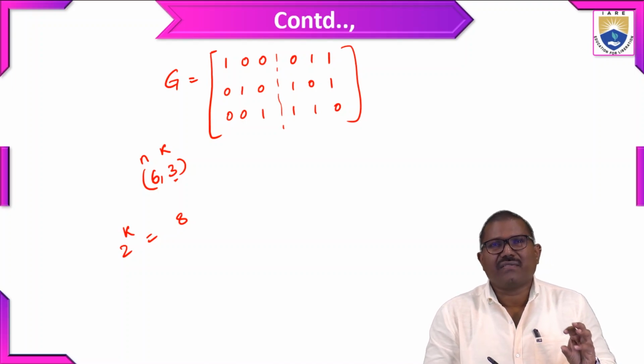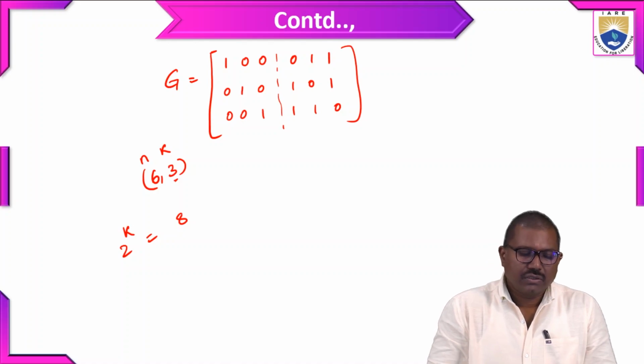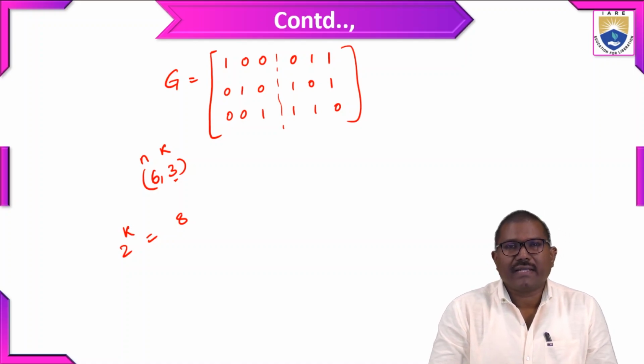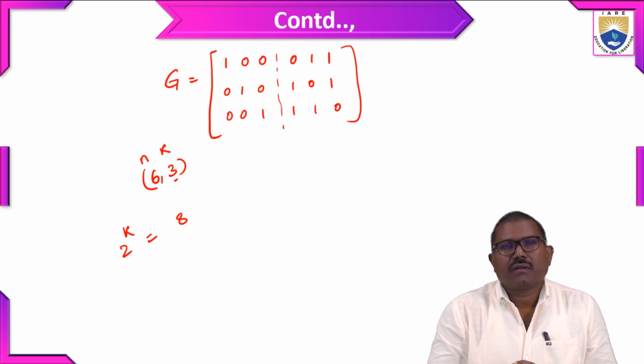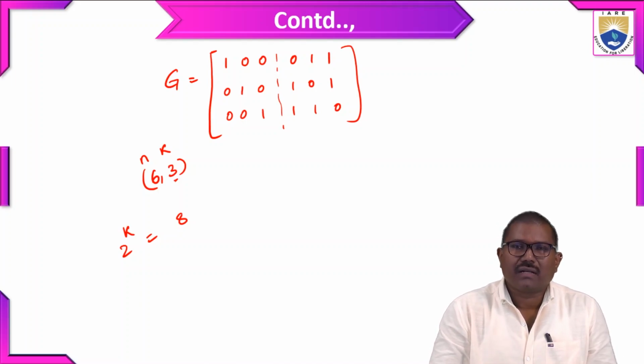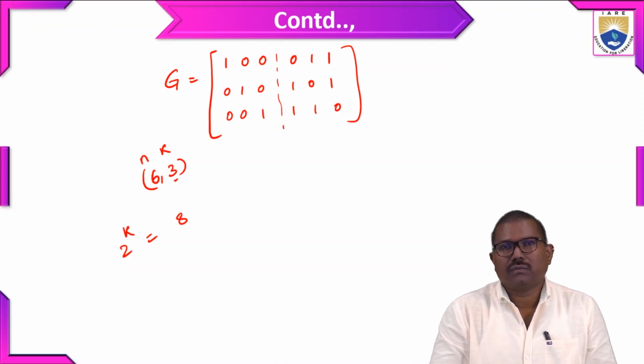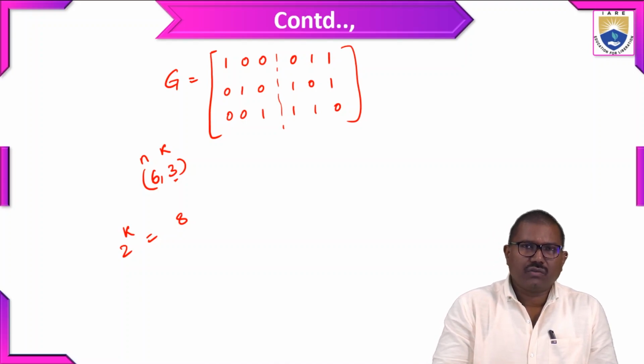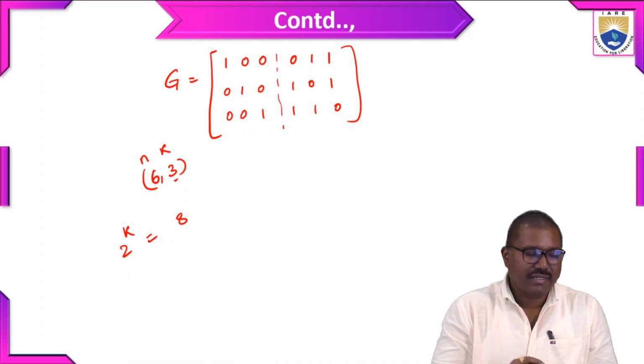The message size is given as 3. So if you substitute, 2 power K, 2 power 3 is 8. So 8 code vectors are there in our block code. So we are going to find the 8 vectors by using this K.